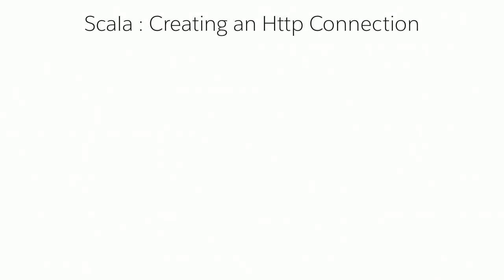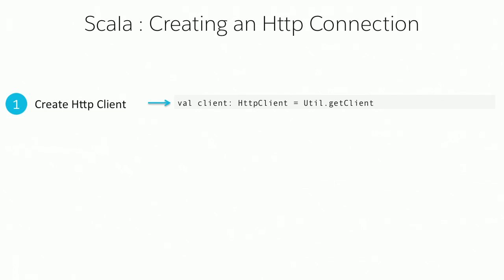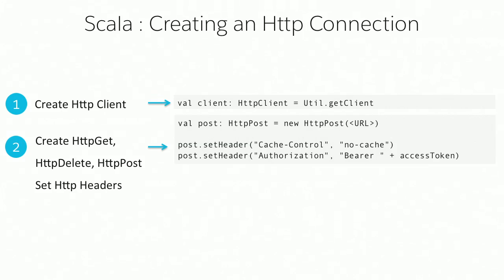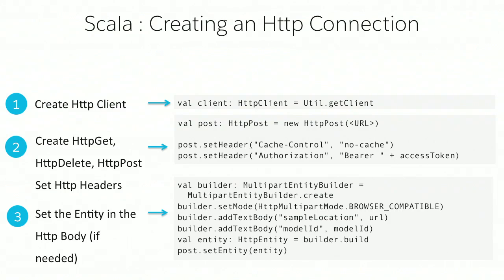So let's look at the same use case we looked at in Golang. The first thing is you need to create an HTTP client. For my library, I've used Apache HTTP client, which is a very popular library in the Java world. The same thing works as such in Scala. Then you have to set the headers, which are basically the authorization access token. And then you have to add the body. What will you add to the body? The model ID and the sample location. If you see, the syntax is actually more readable as compared to Golang, because it's a simpler syntax.